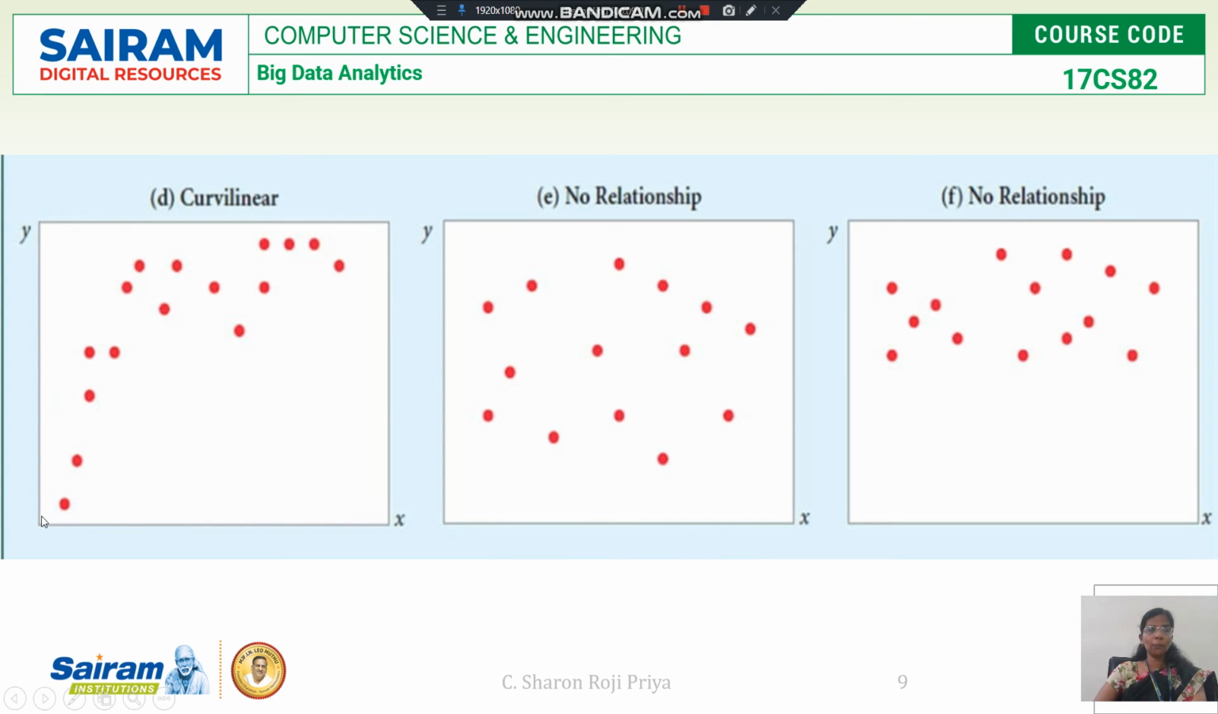Next you see this, as x increases, y also increases, so it is a positive relationship. And here if you see the best fitting curve, it is an arc. It is not a straight line, so it is not linear, it is curvilinear. Curvilinear positive relationship. Now check these data points. I could not find any relationship between x and y, so no relationship. For these data points also, no relationship.